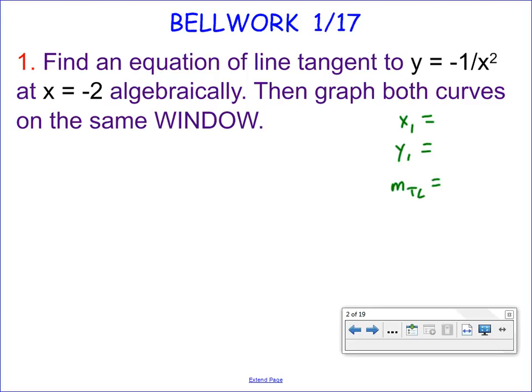Typically, we're given the first. In this case, x is -2. We can get the y sub 1, the y coordinate of the point of tangency, by going to my original. So it looks like -2 quantity squared is +4. So it looks like the y coordinate is -1/4. Raise your hand if you had -1/4 for the y coordinate of the point of tangency. Great news. And then where do I go to find the slope of the tangent line?